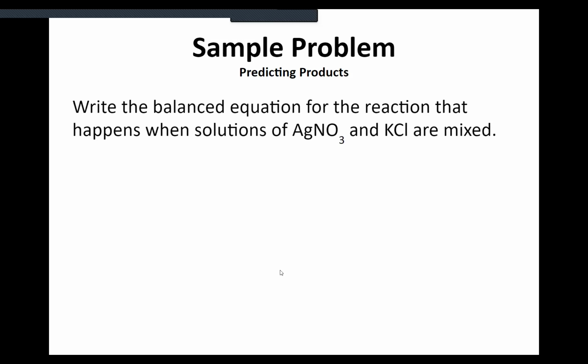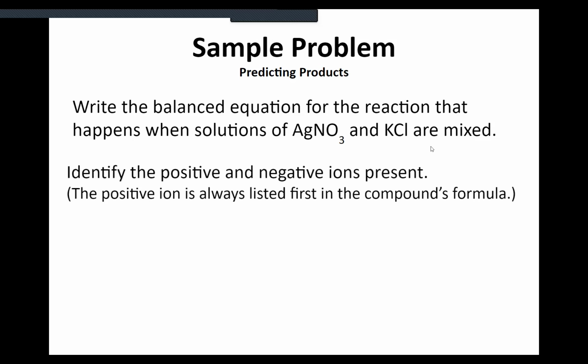Let's say we're asked to write the balanced equation for the reaction that happens when solutions of silver nitrate and potassium chloride are mixed. Silver nitrate, AgNO3, and potassium chloride. Let's identify the positive and the negative ions. Remember, the positive ion is always the one listed first. So in the formula AgNO3, the first substance listed is the Ag.